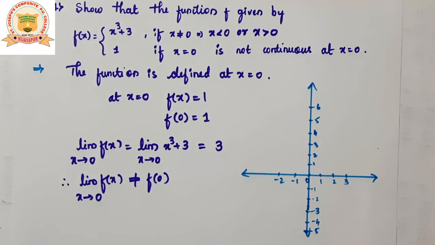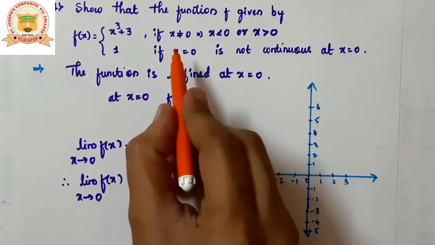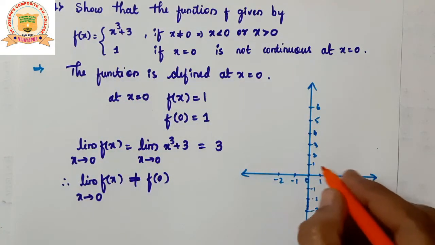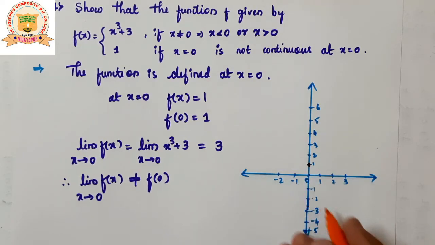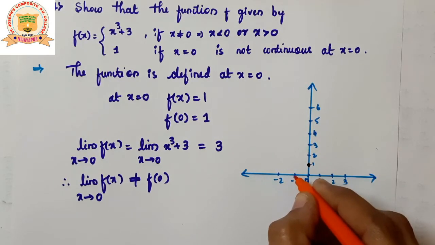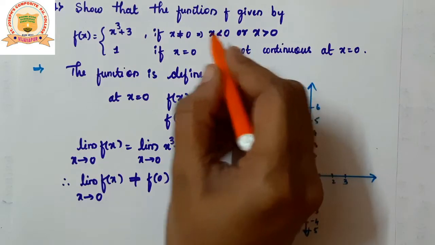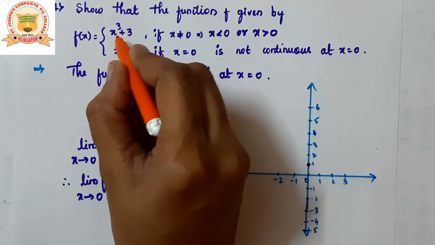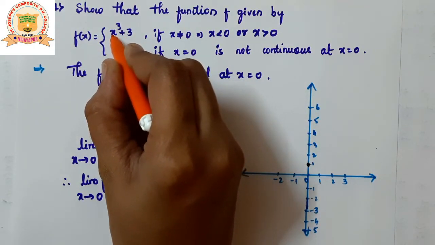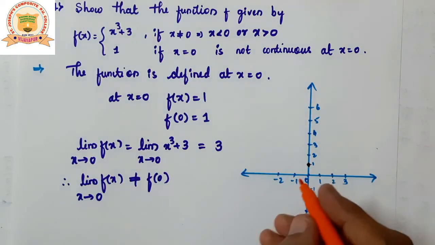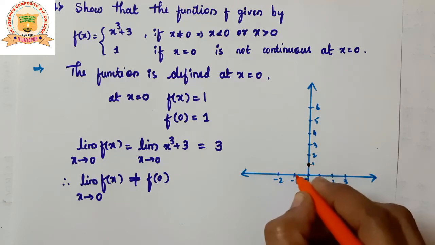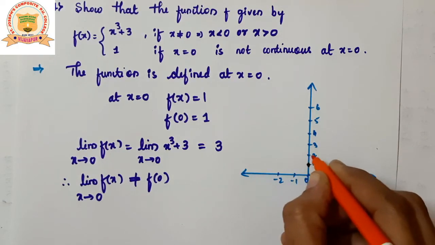If you draw the graph of this function, you will get the graph like this. We'll find for x is equal to 0, they have given it as 1. For x is equal to 0, the y value is 1. So, we'll mark here. And for minus 1, which is less than 0, for less than 0 the functional value is x cube plus 3. If you substitute in place of x as minus 1, minus 1 cube is minus 1, plus 3 is plus 2. Therefore, for minus 1, the value is plus 2.